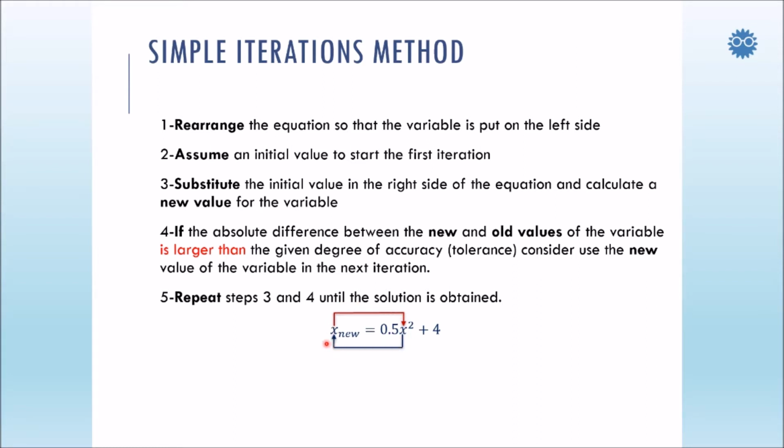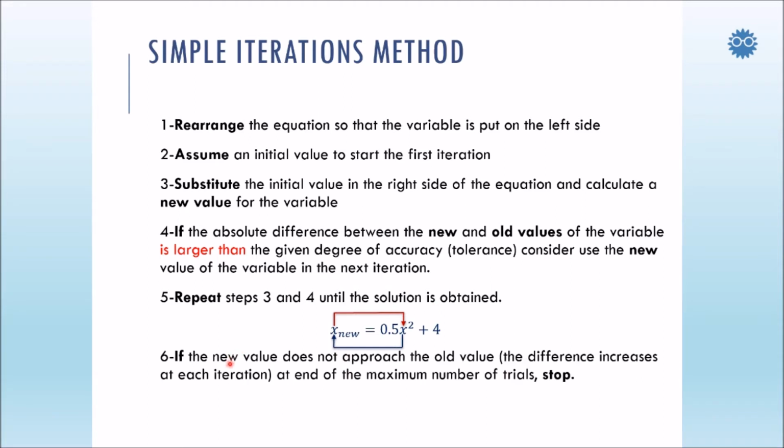This loop or this cycle will continue until we get the solution, or if the new value does not approach the old value, in other words, the difference increases in each iteration, at the end of the maximum number of trials, stop. So that means the solution cannot be obtained by this initial guess or by this form. So try another initial value or another rearrangement of the given equation.